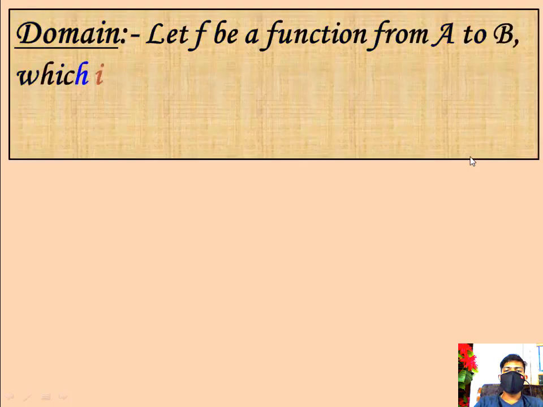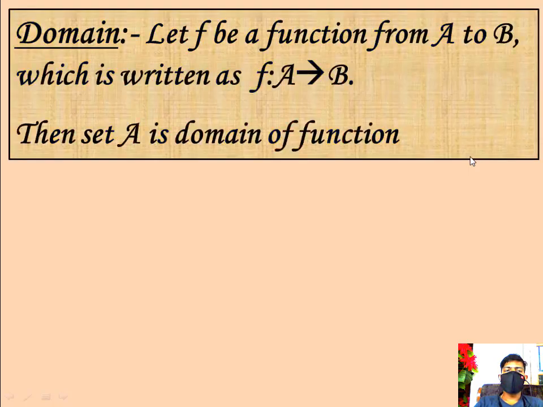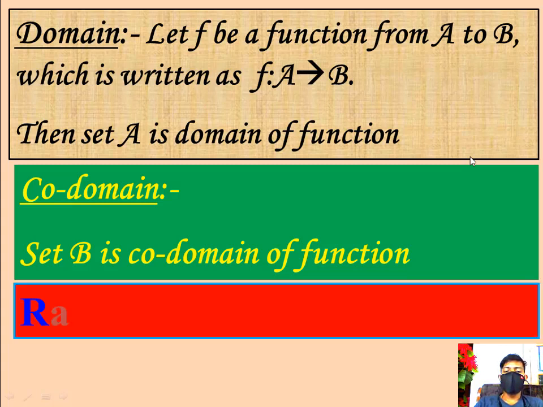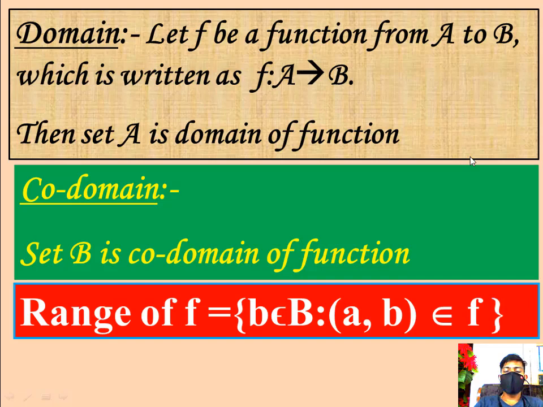So let us give the definition of domain. Let f be a function from A to B, which is written as f from A to B. Then the set A is the domain of the function. And what about the codomain? The set B is called the codomain of the function. And the range of f is equal to the set of all b belonging to B such that the ordered pair (a, b) belongs to f.